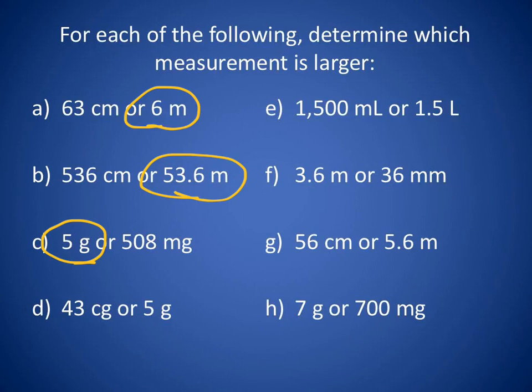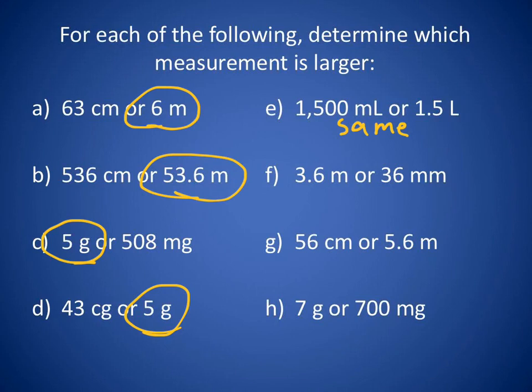43 centigrams or 5 grams? How many centigrams are in a gram? 100. So 43 centigrams, we have less than a gram. Versus 5 grams. 5 grams is bigger. 1,500 milliliters or 1.5 liters. They are the same. There is 1,000 milliliters in a liter. So if I have 1,500, I have 1 liter plus a half a liter. 1.5 liters.